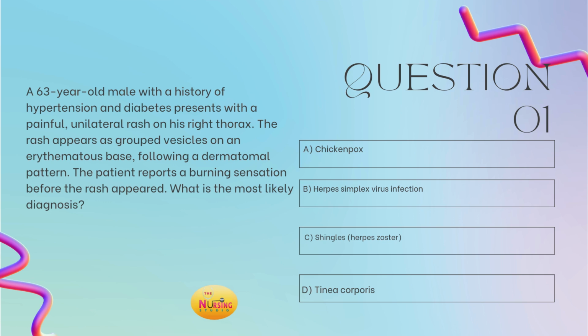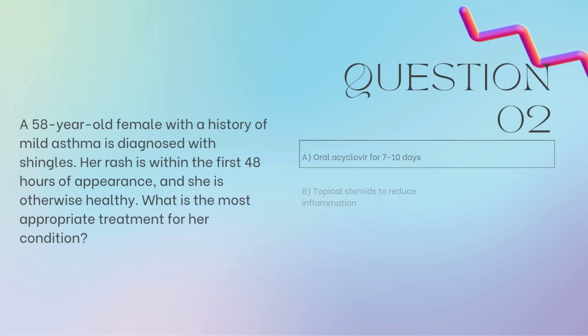But here is the key. The rash appears as group vesicles following a dermatomal pattern, right? What is that classic for? Y'all should think, I say, when I say this, you say that. When I say vesicles following a dermatomal pattern, you should say shingles, okay? So the best answer is C, shingles, herpes zoster.